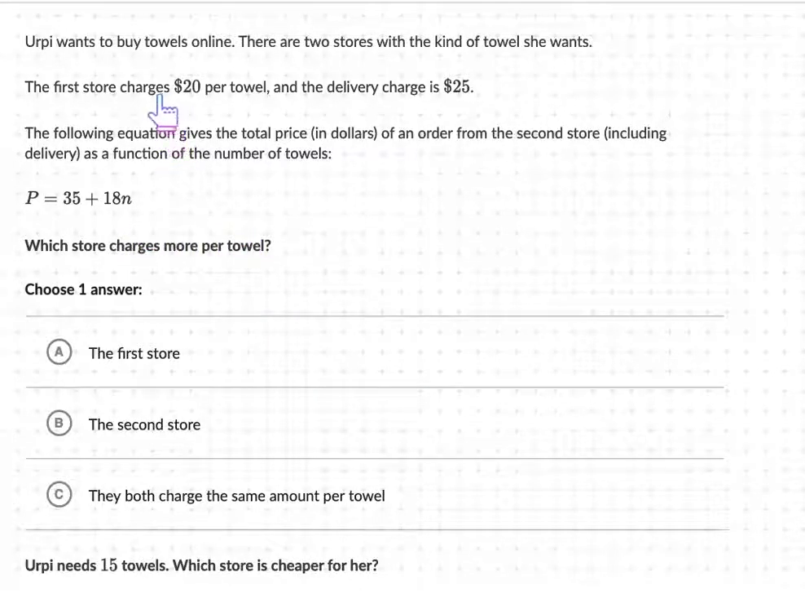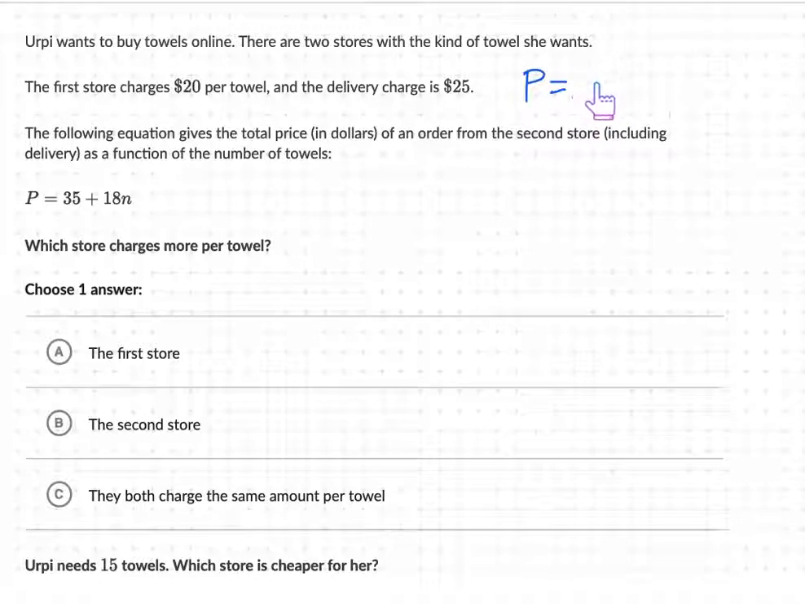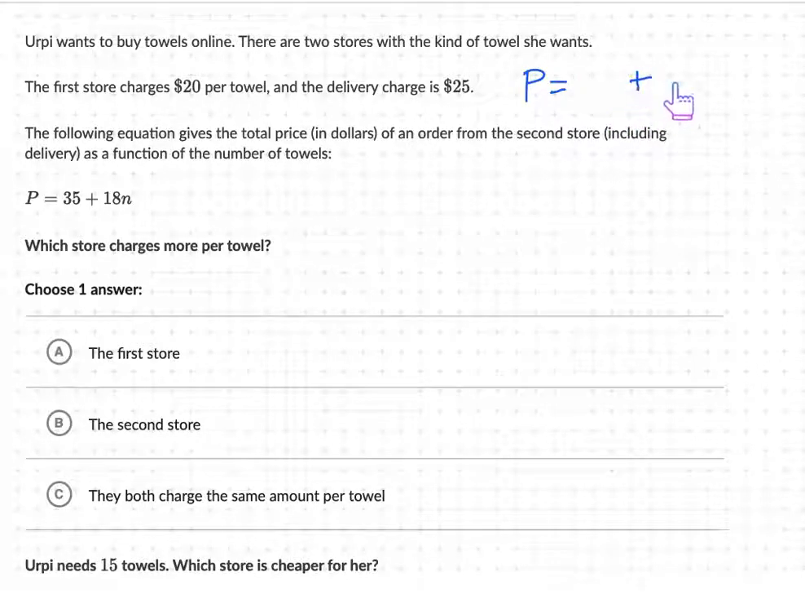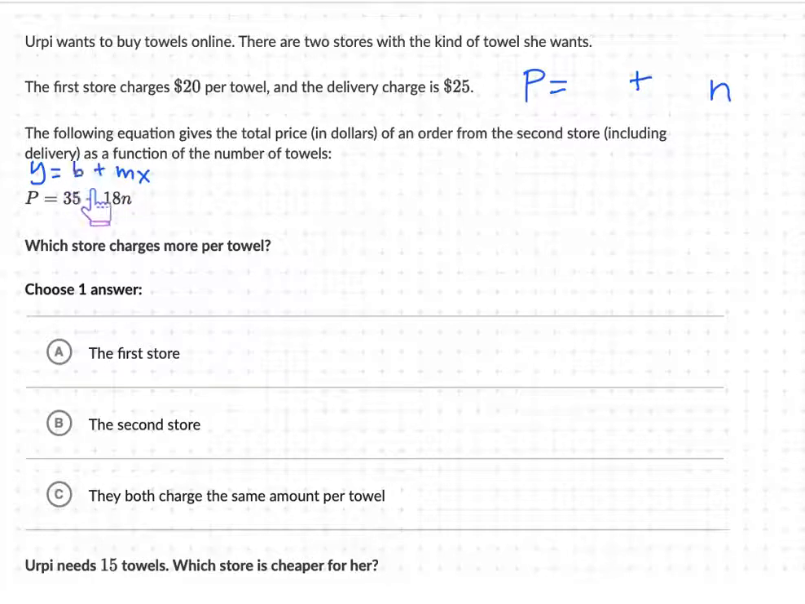All right, so looks like the first store, they don't give you an equation. So we can create an equation. P is the price, so that's like your y equals. Okay, so your total price at the end is going to equal something plus something times n, just like the second one. So it's kind of like your y equals mx plus b.